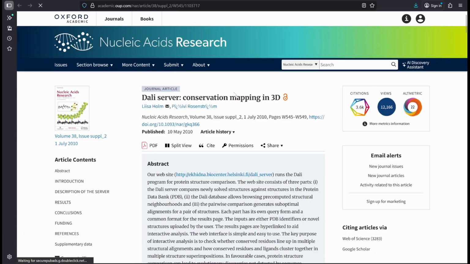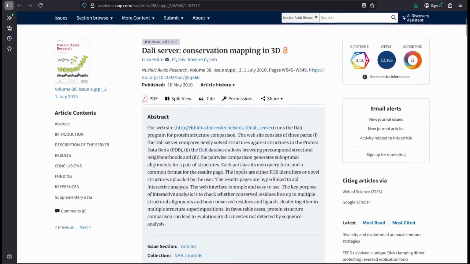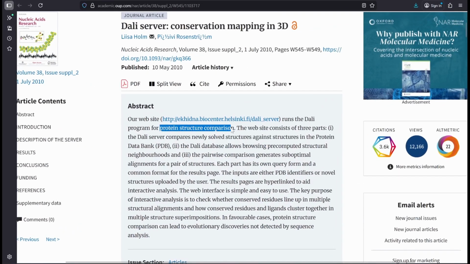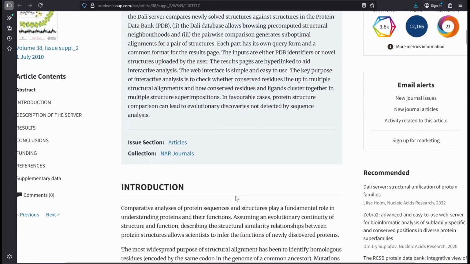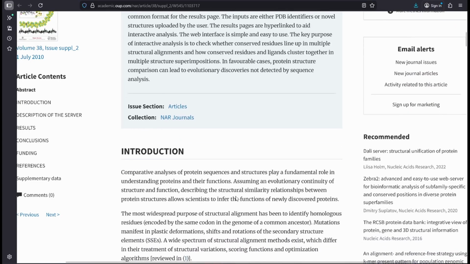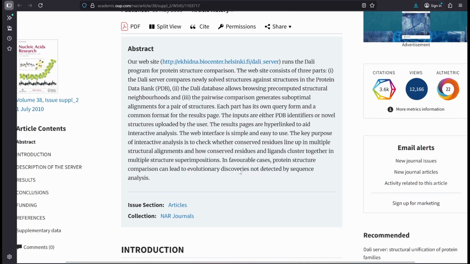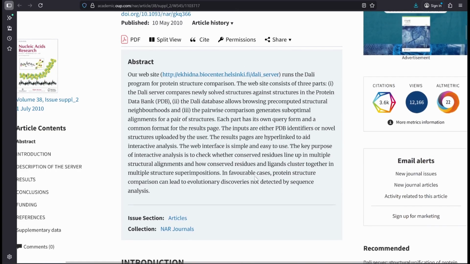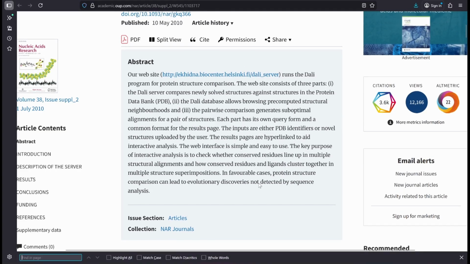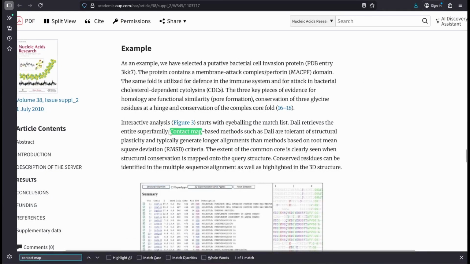So here is the link to the server. It talks about conservation mapping in 3D. It's a program for protein structure prediction, as they have mentioned here. There are, of course, different parts of it, and the processes that they follow are also included here. But mainly, the comparison that they do in this tool is done by a contact map. If you see here, it says contact map based methods such as DALI. So it's based on contact map particularly.